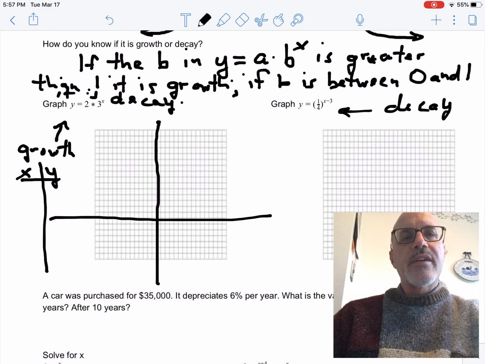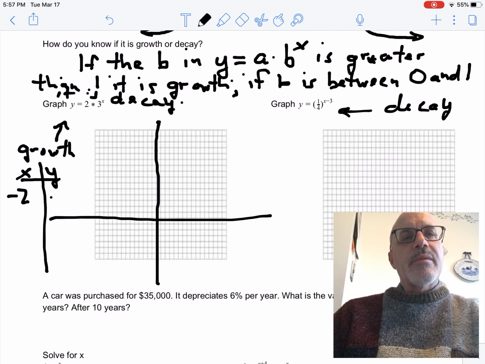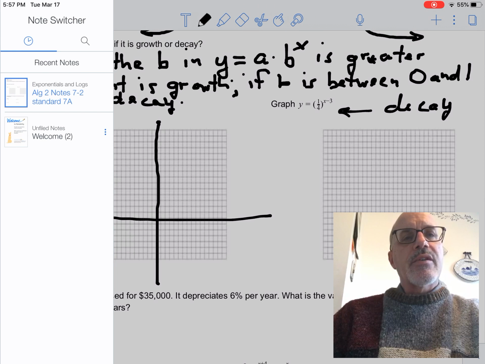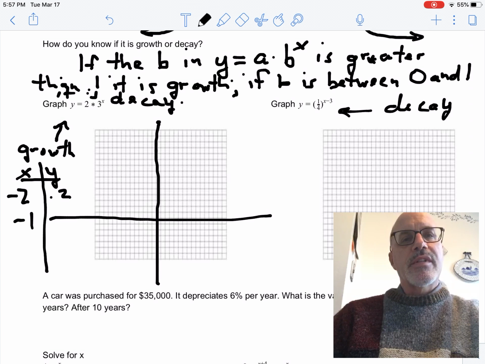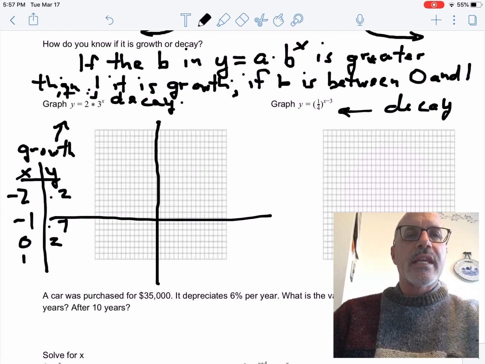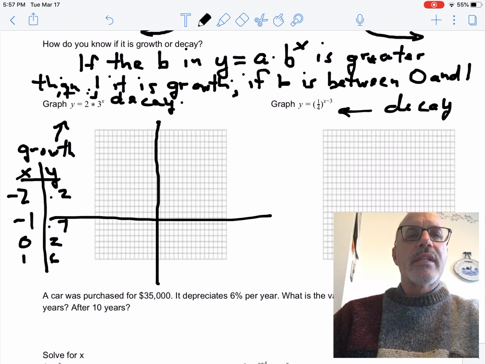So if I put in values starting with, let's say, -2, I get right off our table on the graphing calculator 0.2. Sorry, that keeps coming over because I'm on the edge of the document. If I put in -1 into the original equation, you get 0.7. If you put in 0, you get that initial value of 2. Notice that's the thing in front of the 3 to the x. And then if you put in 1, you get out 6. And if you put in 2, 2 times 3 to the second power, that's 2 times 9 is 18.